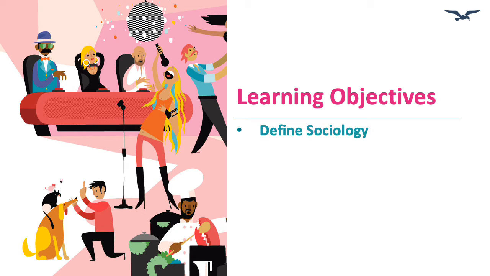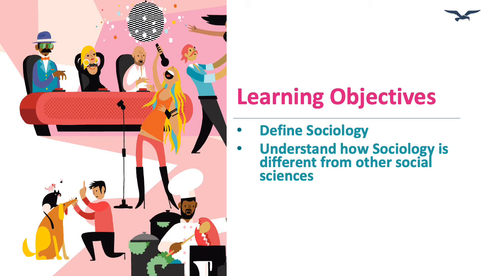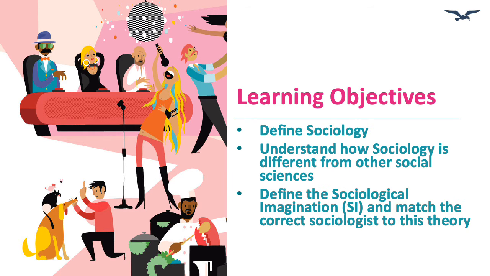First, I hope that you're able to define sociology in your own words, and I hope that you're able to understand how sociology is different from other social sciences. I also want you to define the sociological imagination and match the correct sociologist to this theory. It is a very important concept for sociologists, so I want you to have a clear understanding of what it is and how you can apply it to your real-life experiences.